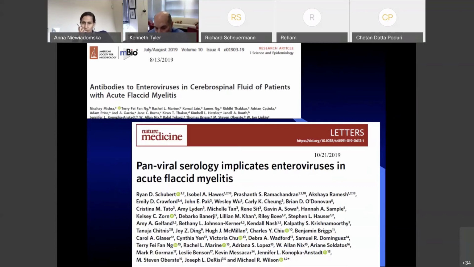And we still haven't had formal proof of intrathecal synthesis, meaning you're making more antibody in CSF than in the periphery. But I think almost all of us in the field believe that Enterovirus D-68 is the primary driver of those pediatric seasonal spikes in AFM that I showed you earlier. Next slide.